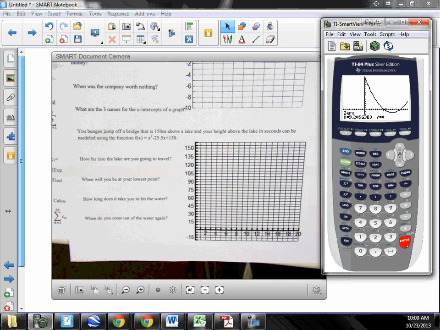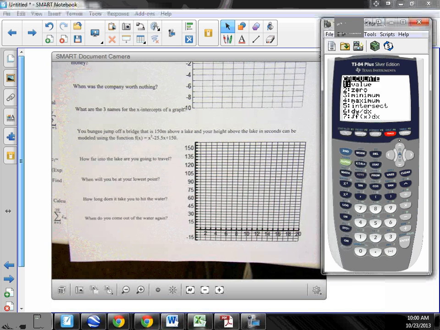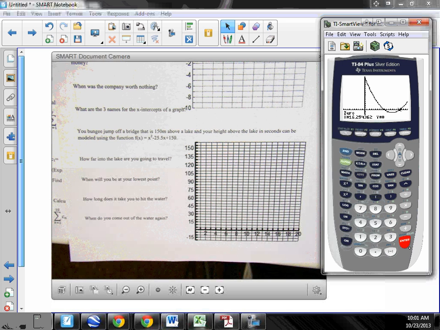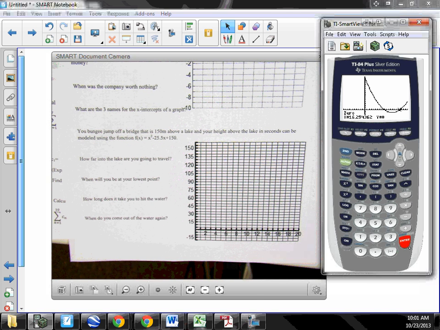When do you come out of the water again? So we're going to calculate this root over on the right. Second calc, zero. It looks like it's 20, 19, 18, somewhere around 17. So 16, 18, and 17. And the answer is 16.2 seconds. So you're going to spend 7 seconds under the water. That'd be pretty terrifying, right? Especially if you belly flop, right? Yeah, and you're attached to a bungee cord.